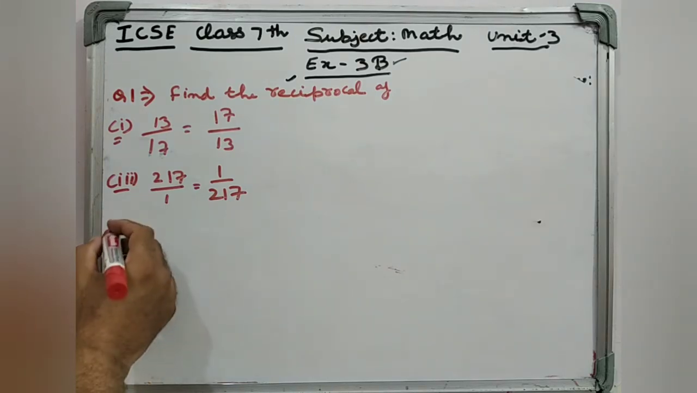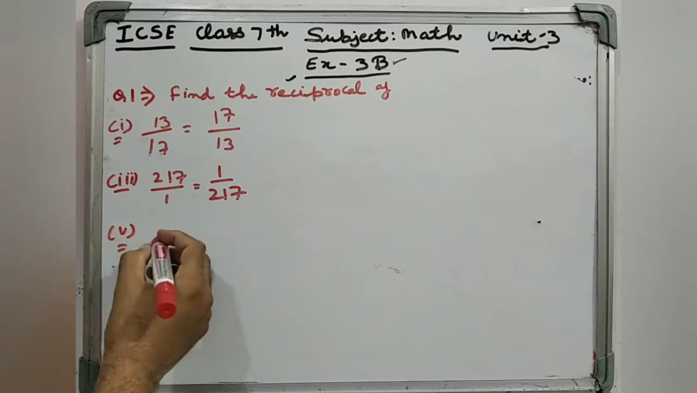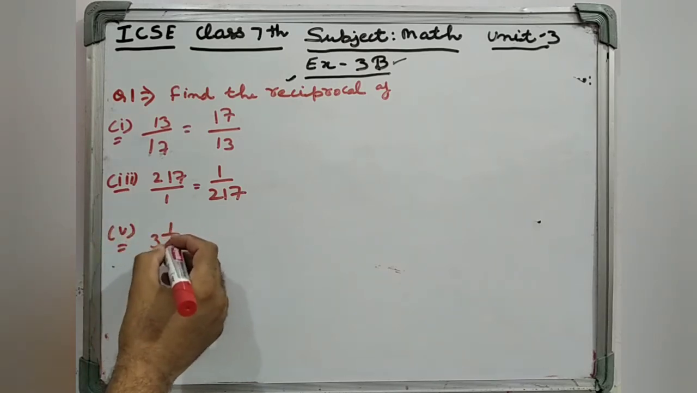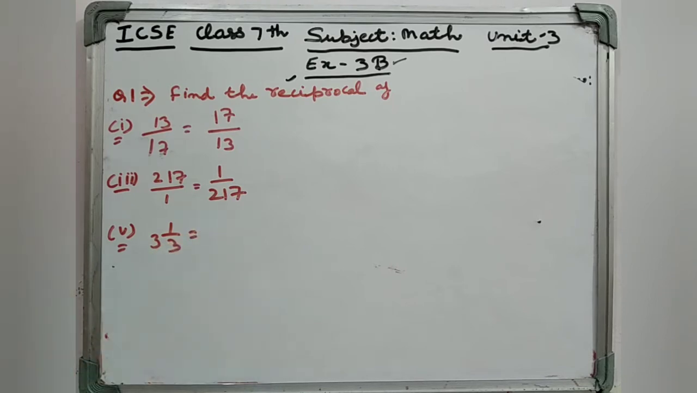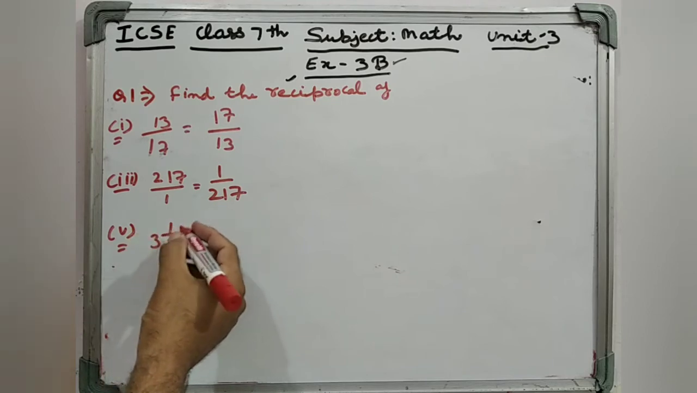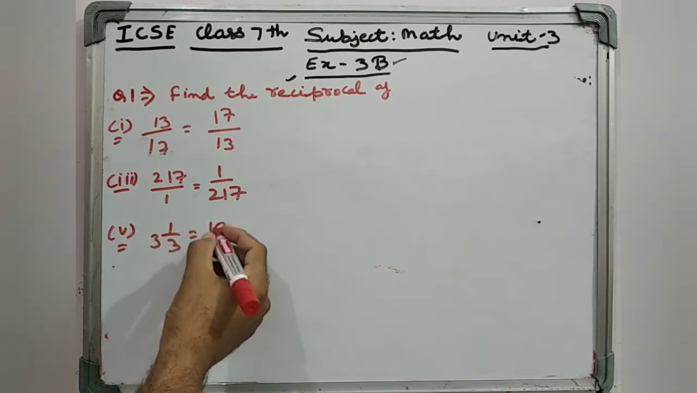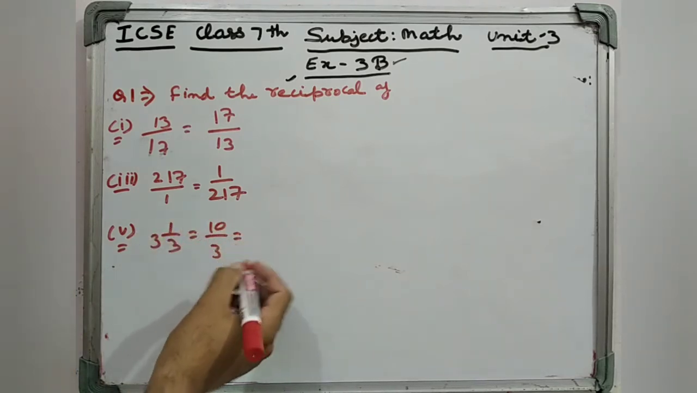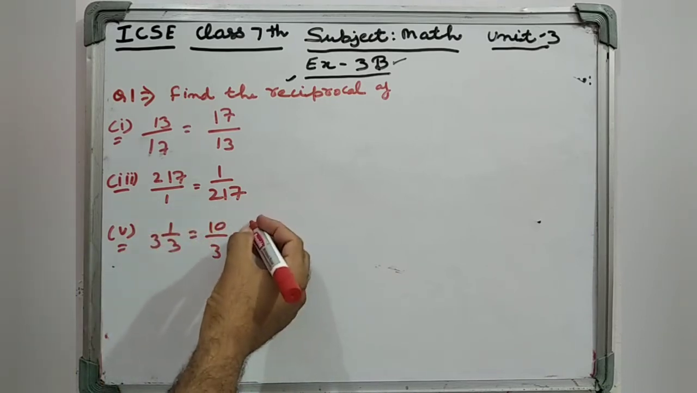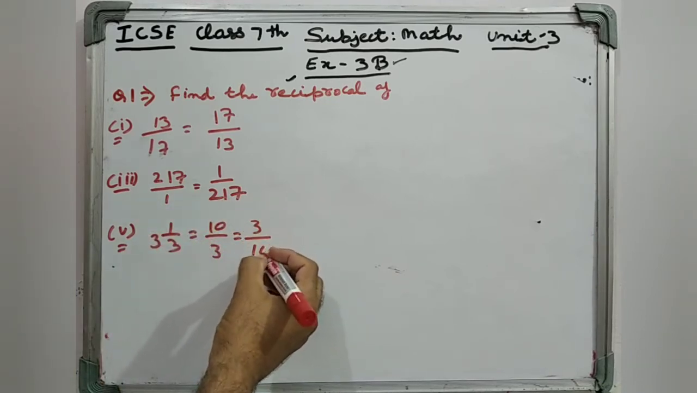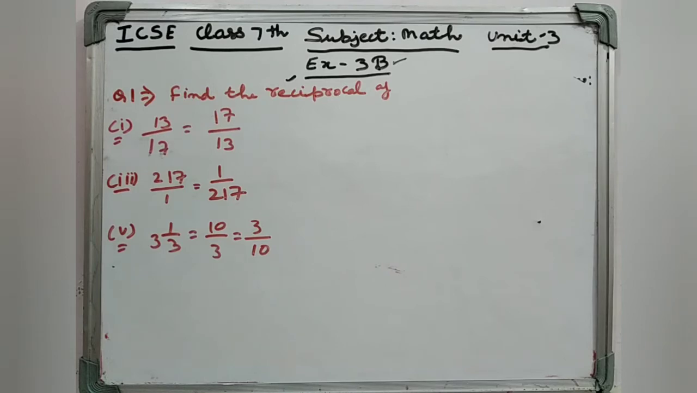Now fifth part, 3 1 by 3. This is a mixed fraction. We will make it into vulgar or simple. 3 threes are 9 plus 1, 10 upon 3. Now we will make reciprocal of this, that will be 3 upon 10. Now 6th, 7th, 8th you will do yourself at home.